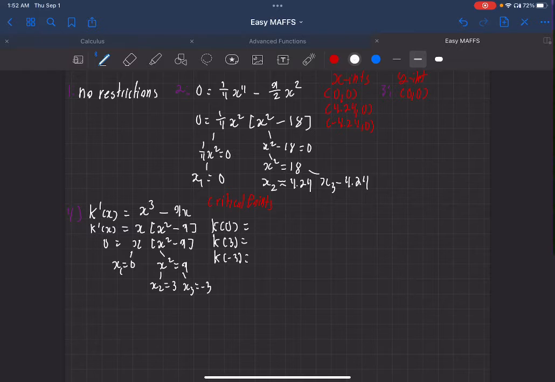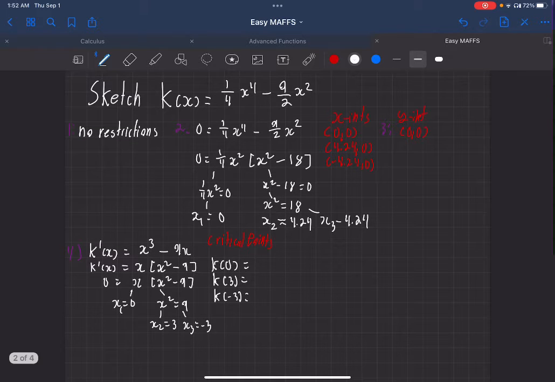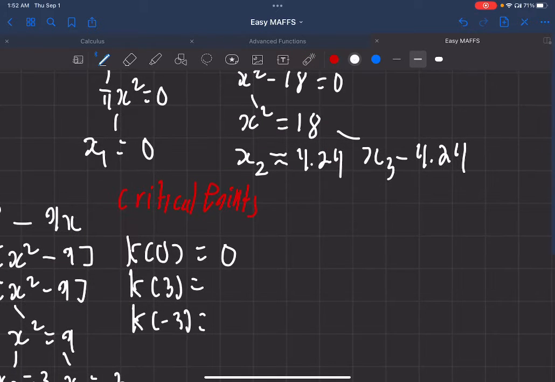So if you plug those values into your calculator, k of 0, well, we know what k of 0 is, right? From here or here. So k of 0 is equal to 0. And what is k of 3? All we've got to do is plug 3 into here and here. And if you put that into your calculator, you should get a value of approximately negative 20.25.